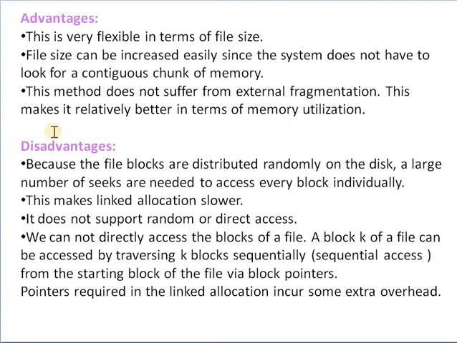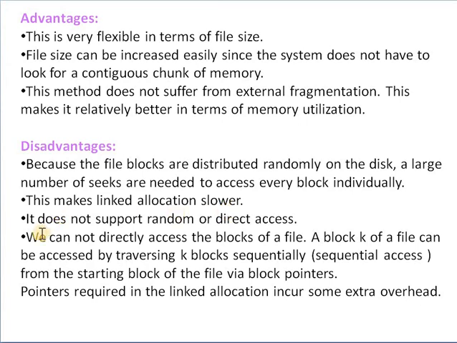Next, what are the disadvantages of this method? Because the file blocks are distributed randomly on the disk, a large number of seeks are needed. Seeks means accessing the disk is needed to access every block individually. One by one we are accessing a random block, so the number of seeks increases. This makes linked allocation slower.